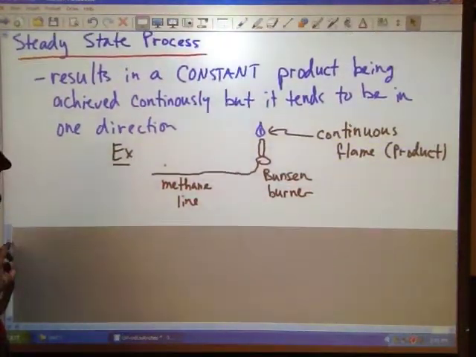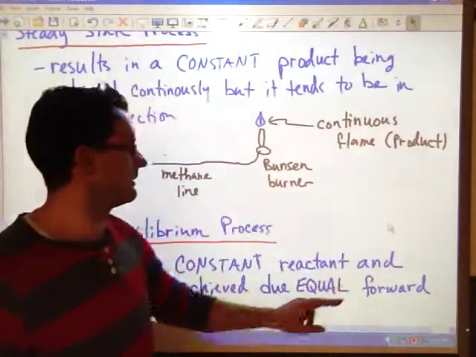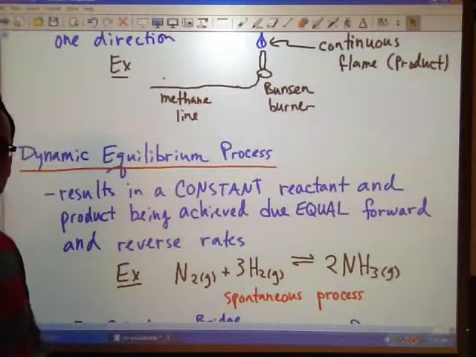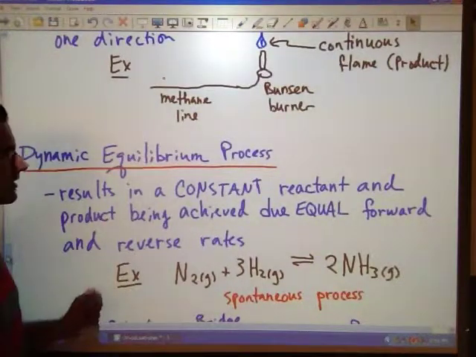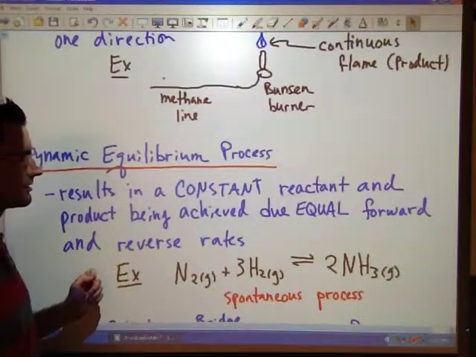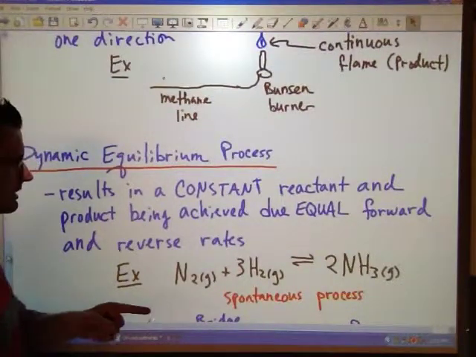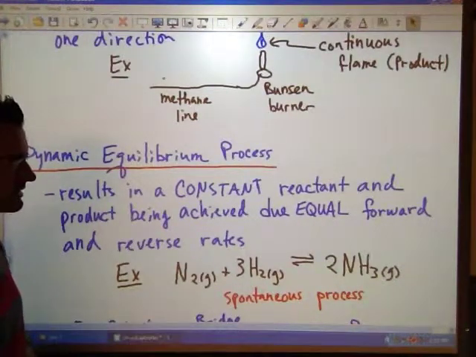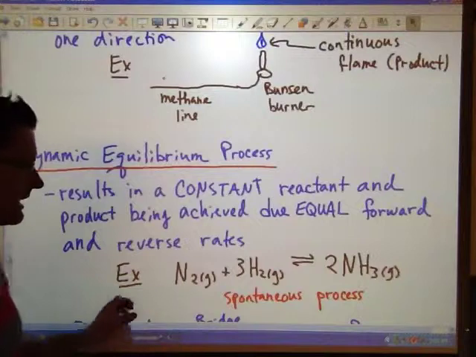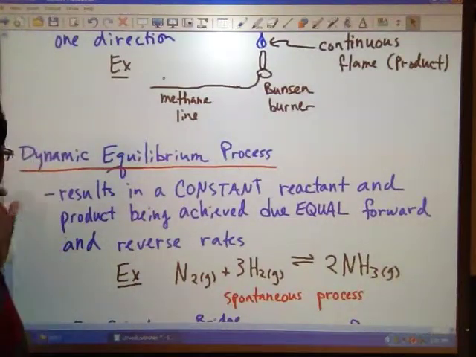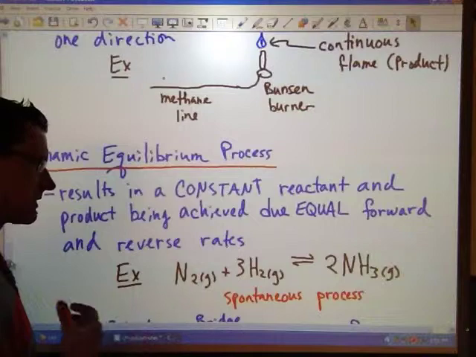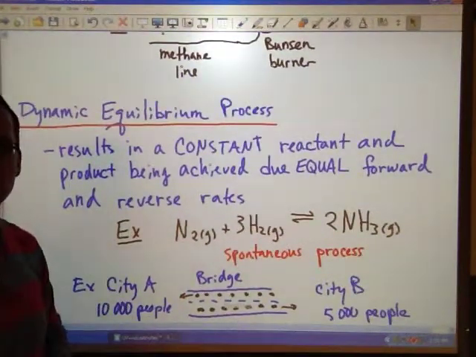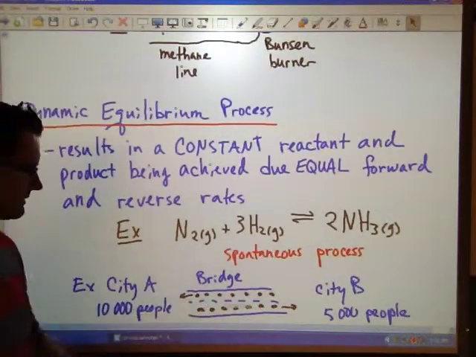The equilibrium one differs from that in that it's two directions. The dynamic equilibrium process results in a constant reactant and product being achieved due to equal forward and reverse reactions. For example, here I have the production of ammonia, which is a spontaneous process. It naturally wants to go to the right, but when it goes to the right, it also goes back and forms reactants again.